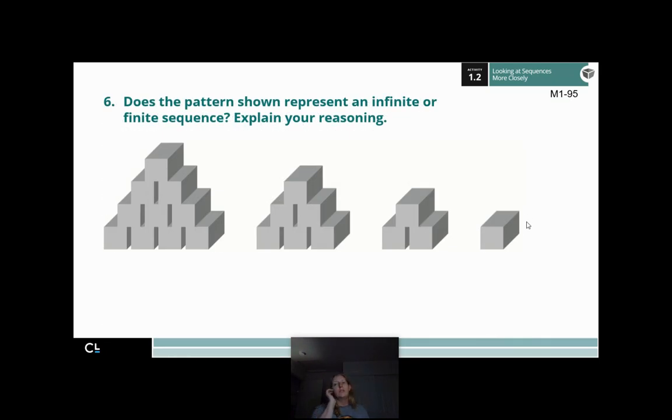So I have one last question for you guys. Does the pattern shown represent an infinite or finite sequence? Explain your reasoning. Hit pause, jot down your thoughts, hit play when you're ready to check your work.